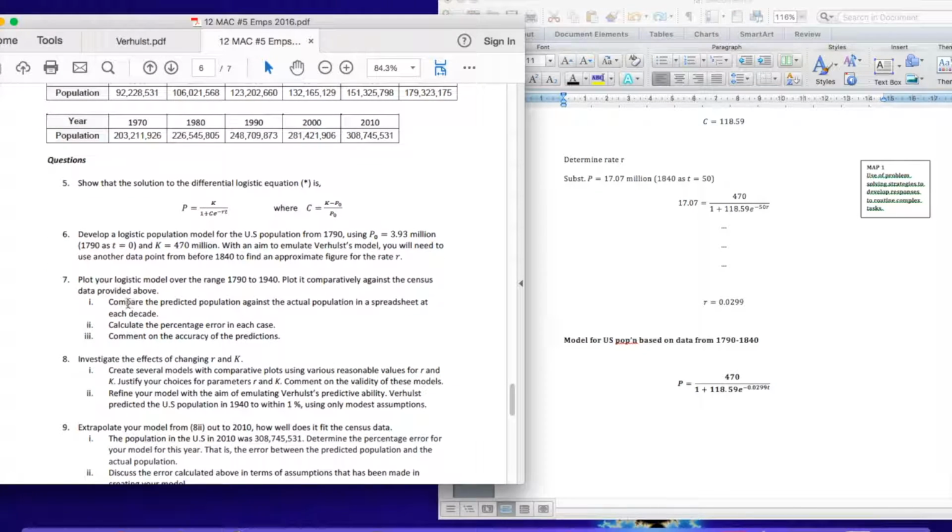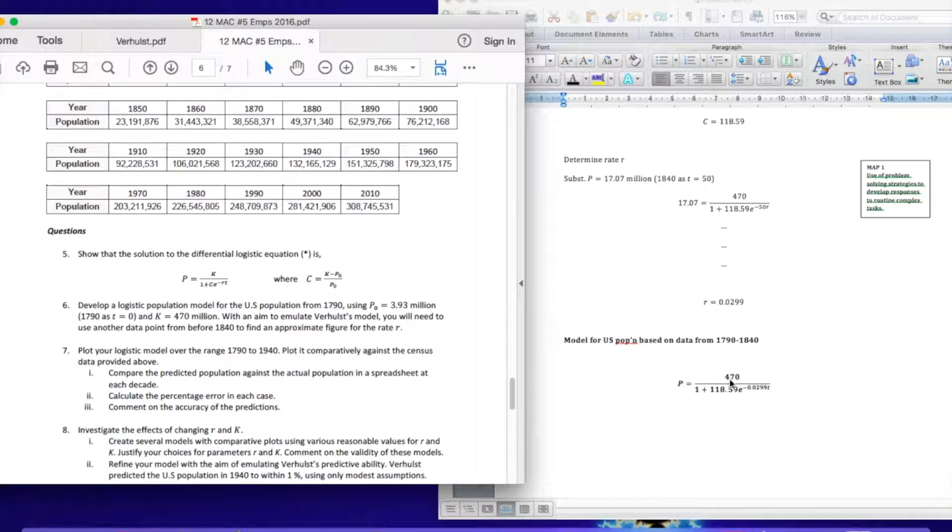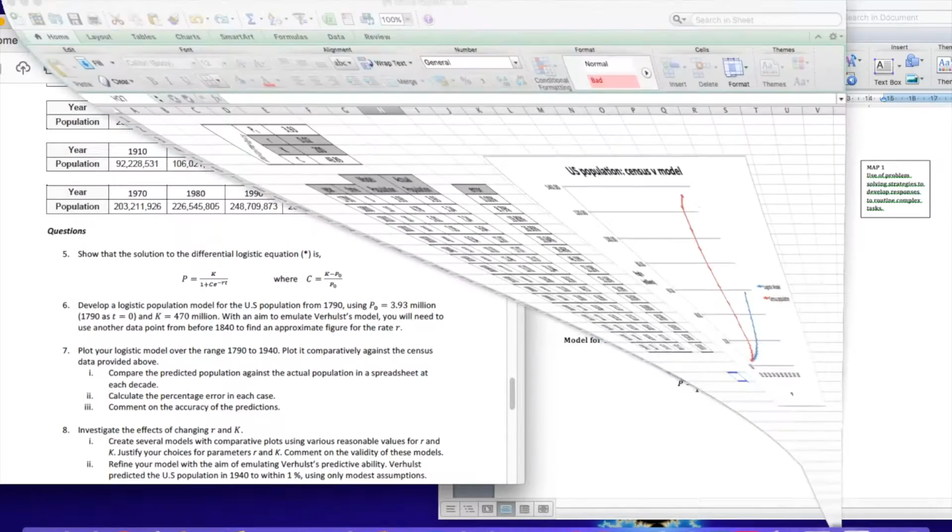Okay. And so let's look at the things that we have to do here. We have to compare the predicted population against the actual population. The predicted population will come out of the model here. The actual population, well, we have that sitting up here. We do it in a spreadsheet, over each decade, so every 10 years. Then we're going to calculate the percentage error, comparing the numbers we get out of this model against the numbers that we have here. That's just a simple comparison. We'll do that in Excel as well, and then we'll graph the two together. So that's what it says here, to plot. Simply put, we're doing this.